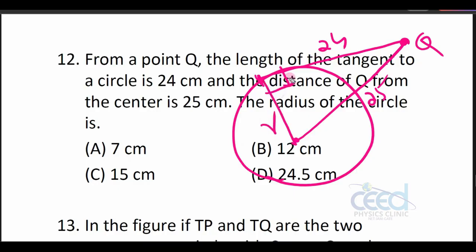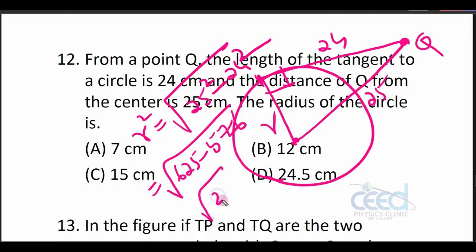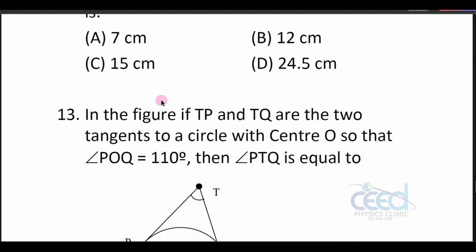Now by radius and tangent being perpendicular, we know, then by Pythagoras theorem, what can I write? Radius is equal to square root of 25 square minus 24 square. That is root of 625 minus 576, that is root 49, that is 7 centimeter, right. Option A is correct. All right, now let us go to another question.